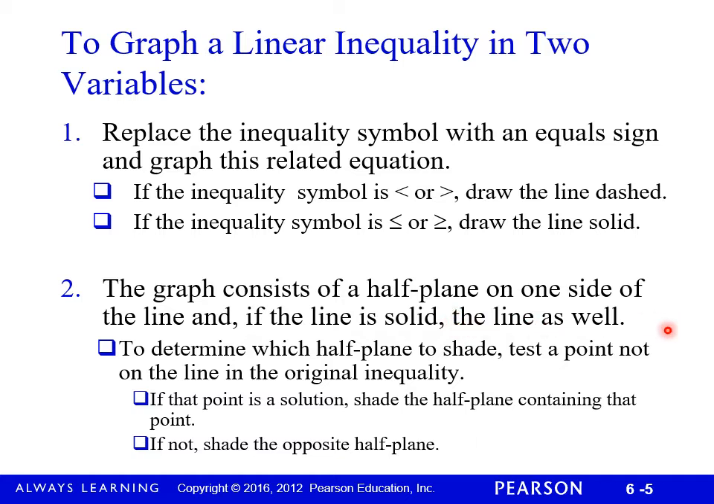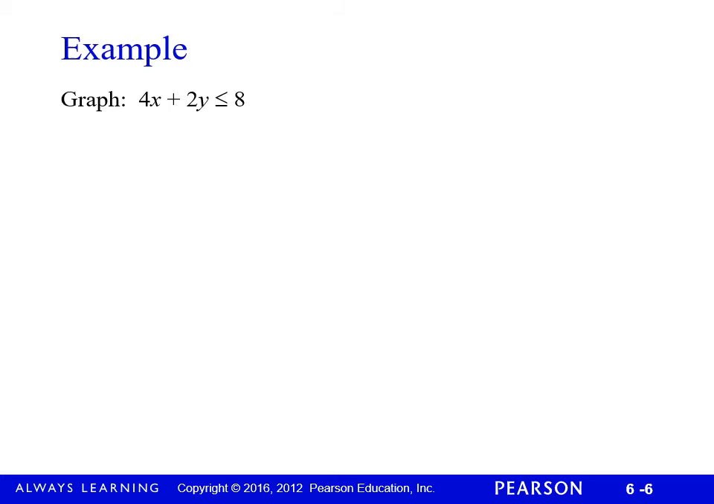The graph consists of a half plane on one side of the line, and if the line is solid, the line as well. To determine which half plane to shade, test a point not on the line in the original inequality. If that point is a solution, shade the half plane containing that point. If not, shade the opposite half plane.